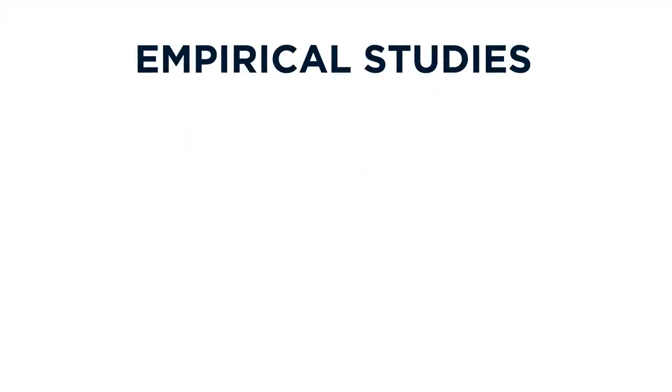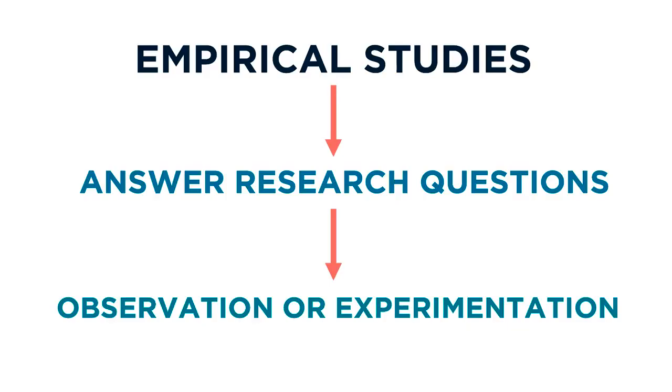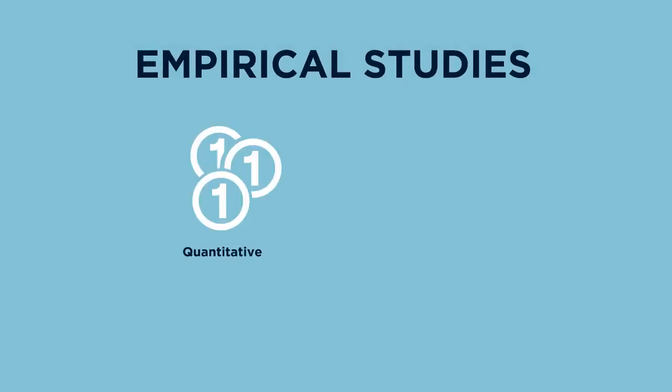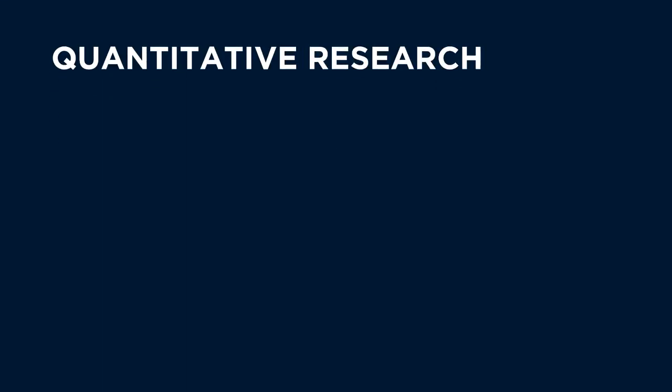The goal of an empirical study is to answer research questions through observation or experimentation. Empirical studies can be quantitative or qualitative, and it's important to understand the difference. In this video, we'll explore characteristics of quantitative and qualitative scholarly articles in order to understand these different approaches to research. Let's start by comparing the goals of quantitative and qualitative approaches.